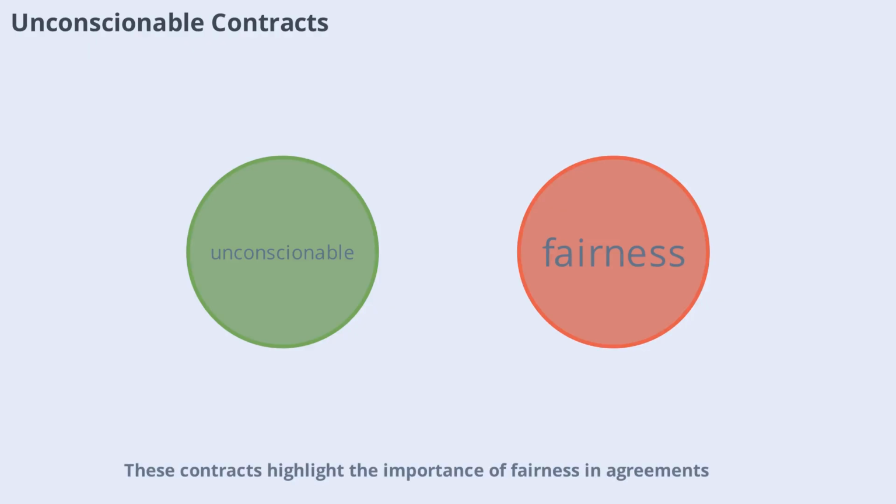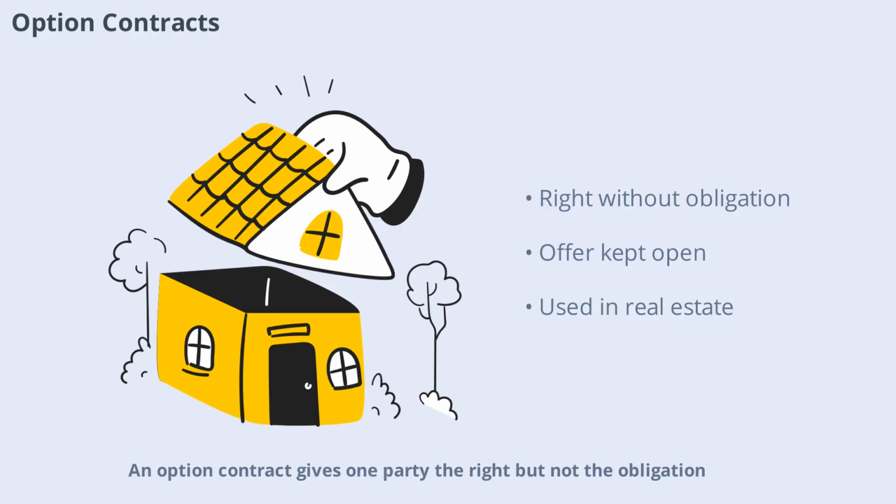These contracts highlight the importance of fairness in agreements. An option contract gives one party the right but not the obligation to do something in the future, such as buying property. The other party is bound to keep the offer open for a specified period. These contracts are common in real estate and financial markets, providing flexibility and time for decision-making.